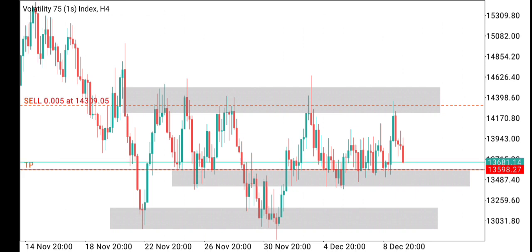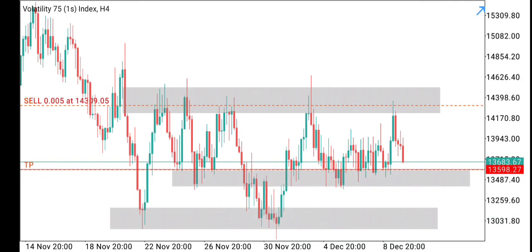You understand? So at the level of resistance, we expect the market to sell from those points, and at the level of support, we expect the market to buy from those points. So that is just the simple idea of support and resistance. So look at my trade at this point here. Let me bring out my arrow so that I can explain that to you.